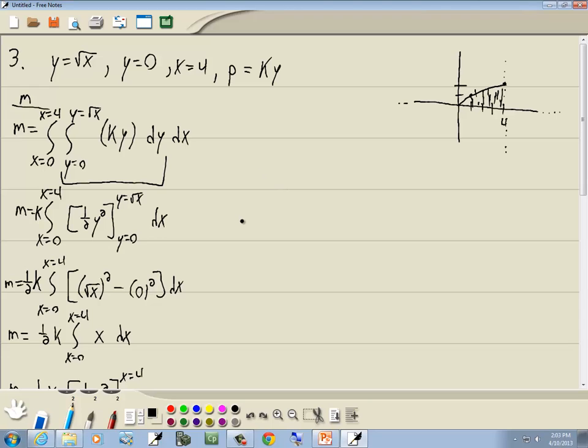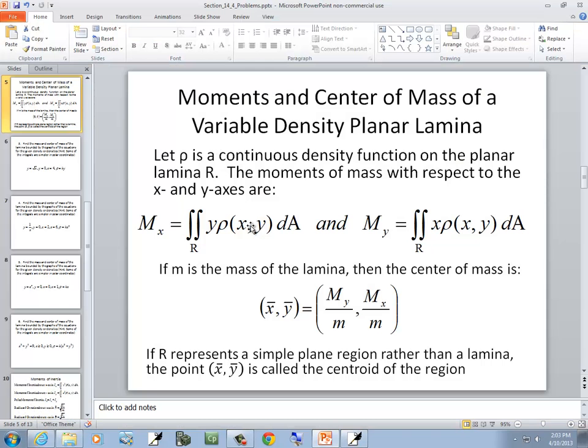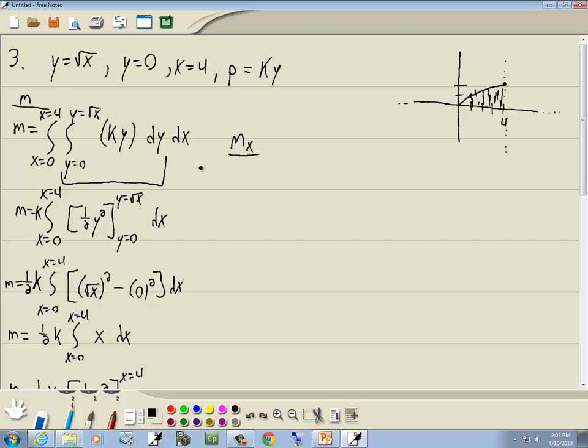I guess we'll do the next one up here. We need the moment with respect to the x-axis. That's this one right here. And you notice that for the moment with respect to the x-axis, you plug in the other variable. We plug in y. The moment with respect to the y-axis, we plug in the other variable, plug in x. So it's pretty easy to remember. Okay. Now our region of integration never changes on these. So this is x equals 0, x equals 4. And this is y is equal to 0, y is equal to square root of x.